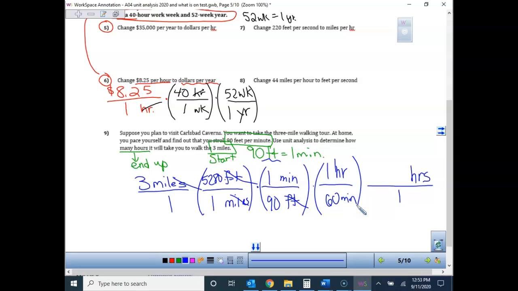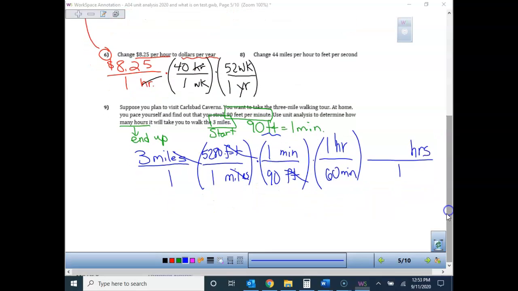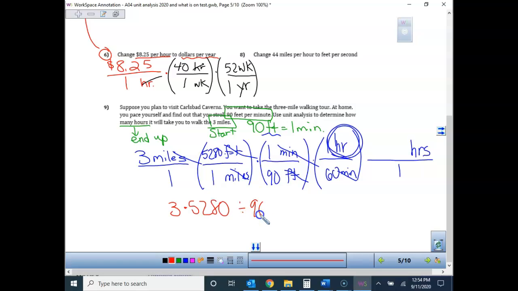So just pull those calculators out. And I want my answer. The only unit I have left is hours. That's what I wanted for my end goal. So always think where you're going and where it has to be numerator or denominator. So on your calculator, 3 times 5,280. Then you have an option. Do you guys like doing the double division? Divide by 90. Then take that, divide by 60.